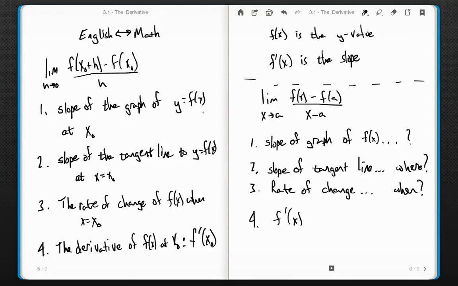Old stuff, a little bit two different ways to look at it, but this is really, really important. It's the start of our study of calculus. It was quick.